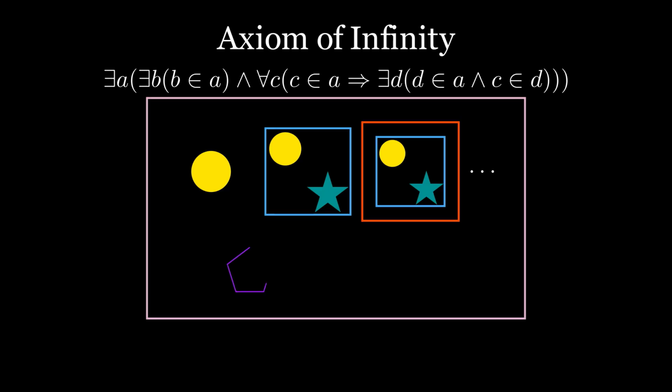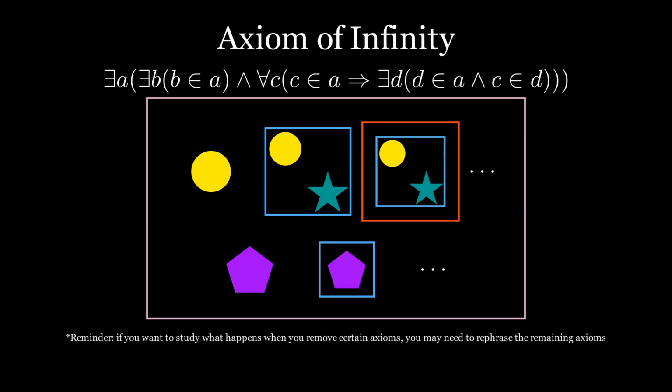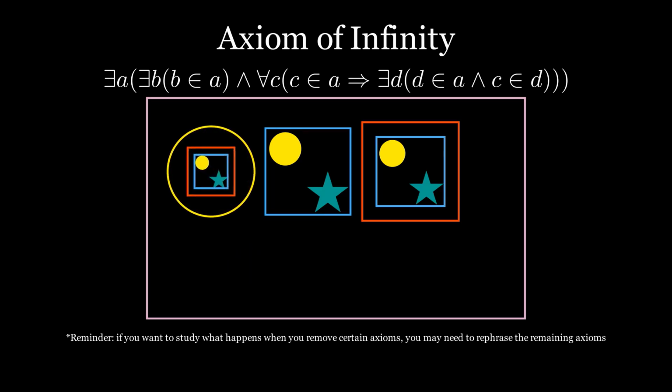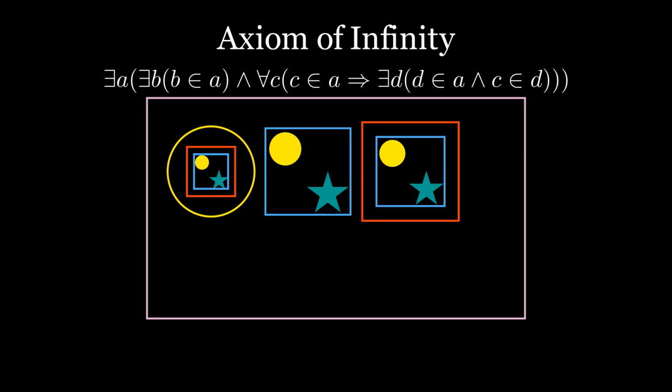There can be other elements of this set that aren't part of this chain, but they'll form a chain of their own. Well, in order for this to actually give us an infinite set, we need that these chains don't loop back on themselves. For example, if this yellow circle somehow contained this set here. That will be our next axiom, the axiom of regularity.